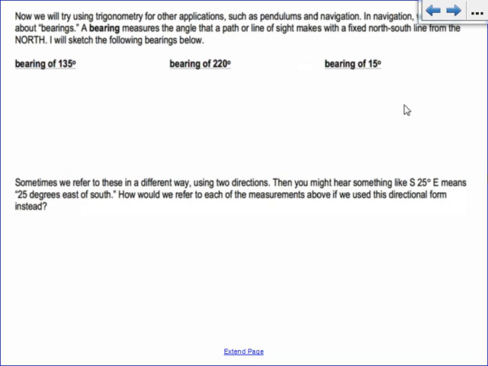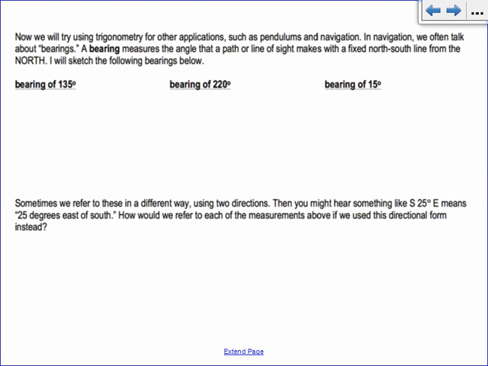But now let's talk about bearing. So this is something that we haven't talked about before. It says now we're going to try using trigonometry for other applications such as pendulums and navigation. So in navigation, we often talk about something called a bearing. That's how we talk about what direction we're going if we are on a boat. A bearing measures the angle that a path or line of sight makes with a fixed north-south line.